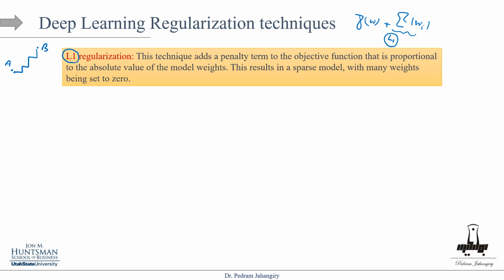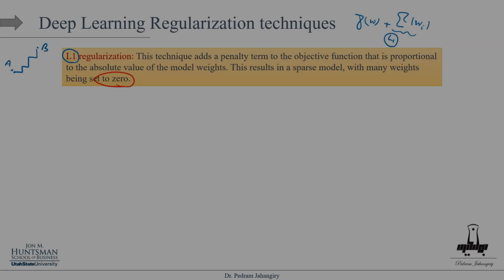And this will result in a sparse model, in the sense that we have many weights that are set to exactly 0. This property is unique to L1 regularization when it comes to this family of regularization, right? All right, so that was the first one.